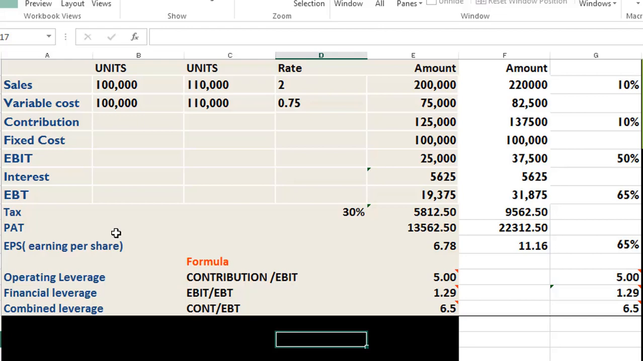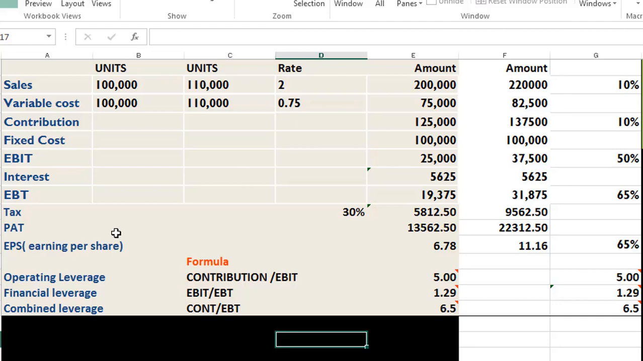Now if you look at the right hand side, both PAT as well as earning per share have gone up by 65%. So there is an increase of 10% in sales, which has led to a 65% impact on the bottom line. Now this is because of the financial leverage and the operating leverage put together.